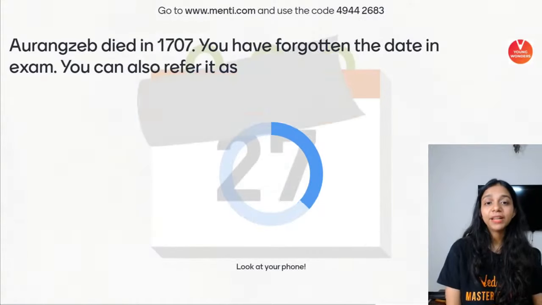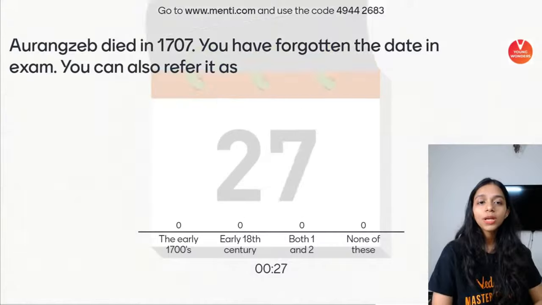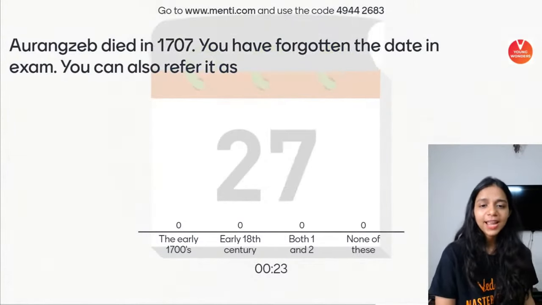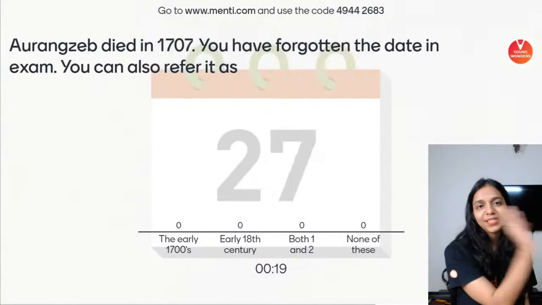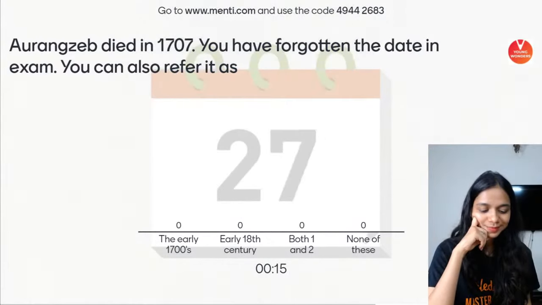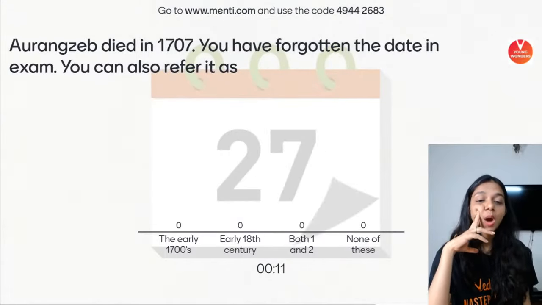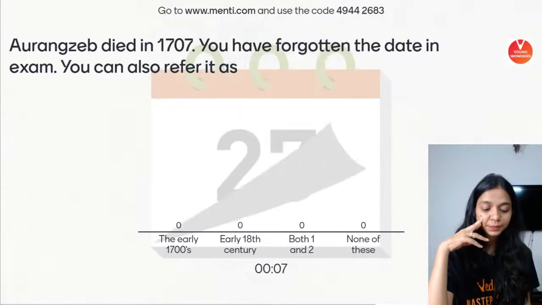Aurangzeb died in 1707. You have forgotten the date in the exam. You can also refer to it as the early 1700s, early 18th century, both 1 and 2, none of these. Guys, ignore that question. I've removed it. Aurangzeb died in 1707, but you have forgotten the date. How else can you write it in your exam?